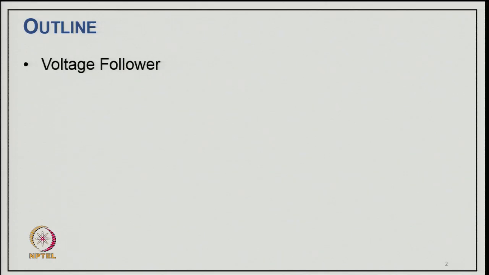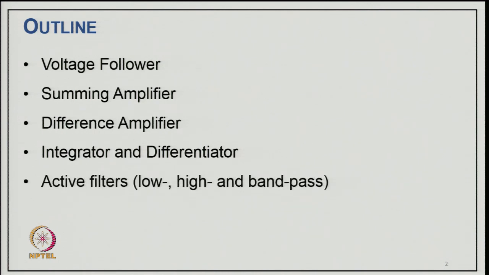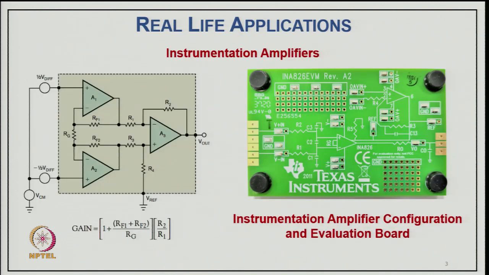Starting from the presentation of the outline, today we will talk about the voltage follower, then the summing amplifier or summer, and the difference amplifier, or we call it the differential amplifier. We will talk about the integrator and differentiator, operations which we normally use in many cases. Earlier we were using all these operations in analog computers. We will talk about active filters realized by operational amplifier, like the low pass filter, high pass filter and band pass filter. Then we will offer some numerical problems.